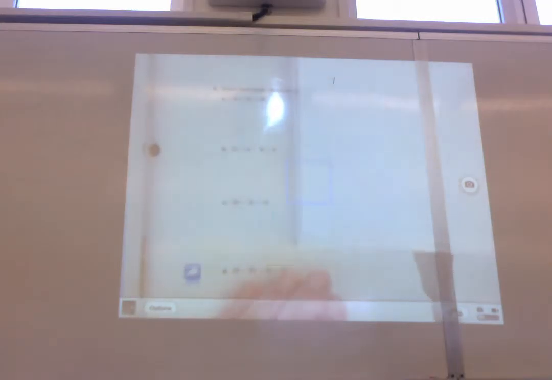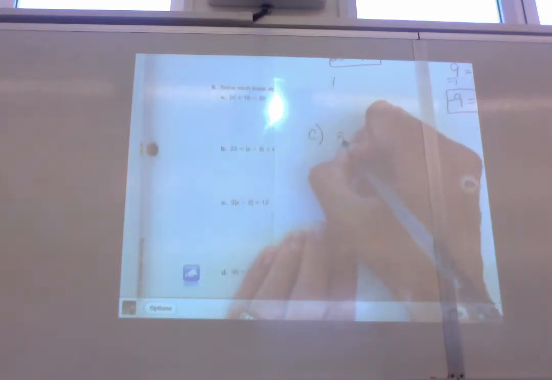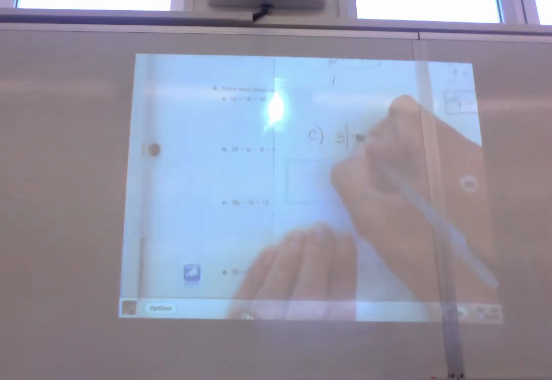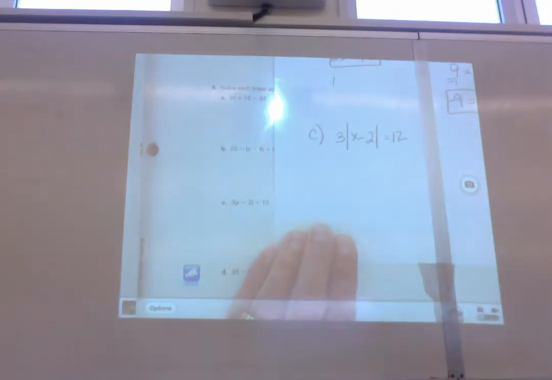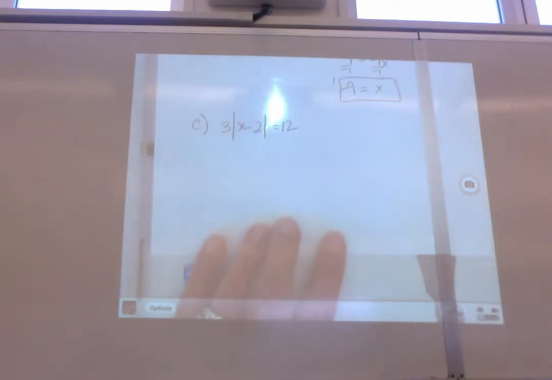Okay. C. 3 times the absolute value of x minus 2 equals 12. Write C on your paper.